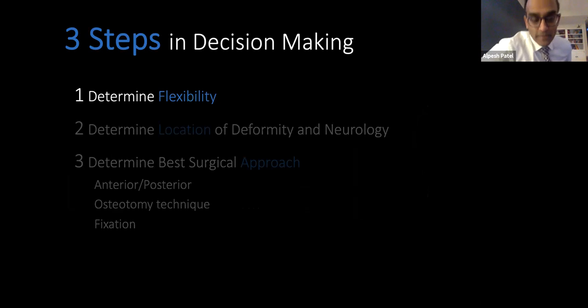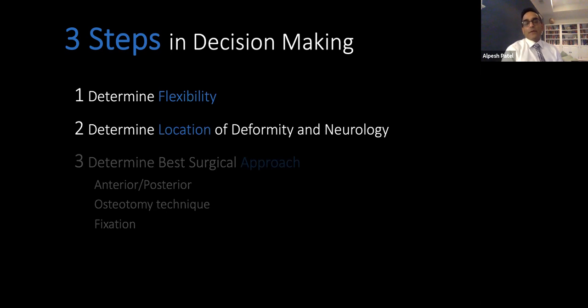So to Dr. Sue's point, I like to simplify things down to 3 things. If we can think of things in 3s, it's easier to remember. So there are probably 3 key steps in decision-making, for me at least, when I'm looking at these patients. Step 1 is to determine the flexibility. Is this a flexible or a fixed deformity? Because it changes the conversation entirely. Flexibility is really critical, and that should echo what we talked about last time around in adult deformity. A flexible curve versus a stiff curve, very, very different options.